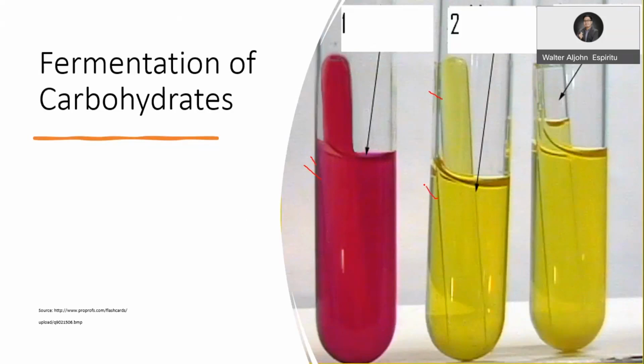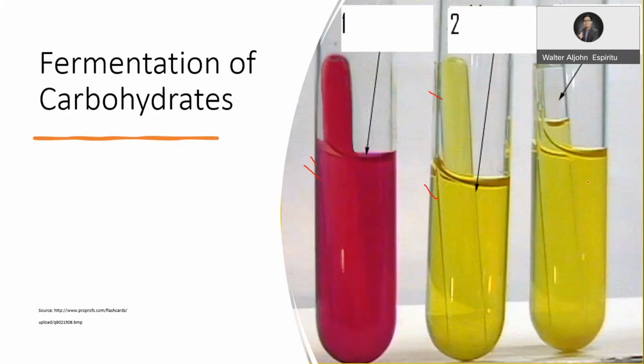But in this case, there is an oxidation of glucose. From red, the phenol red indicator has turned yellow, meaning the solution became acidic. However, in the case of the Durham tube, there is no gas formation. So yes, the bacteria is able to metabolize the sugars, but it failed to produce gases.